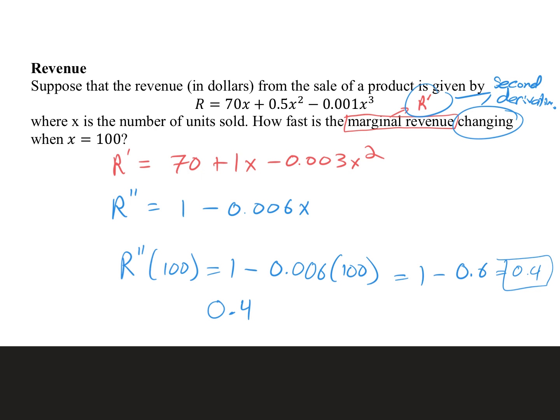Your revenue function was in dollars. That means your derivative would be dollars per unit. That means your second derivative would be dollars per unit per unit, which is a weird way to say it. So we'll call it dollars per unit squared. So this is $0.4 per square unit.